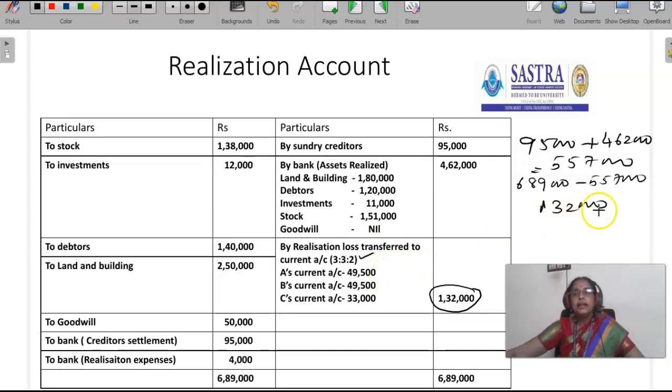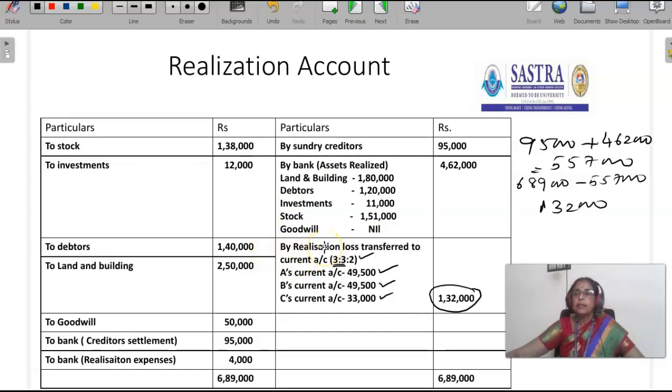3:2:3. So 1,32,000 into 3/8 is 49,500. A has to bear a loss share of 49,500. B has to bear the same 49,500, because the ratio is one and the same, 3:3. C has to accept his share of loss to the extent of 33,000. Okay, so in this problem, the realization account produces a loss.